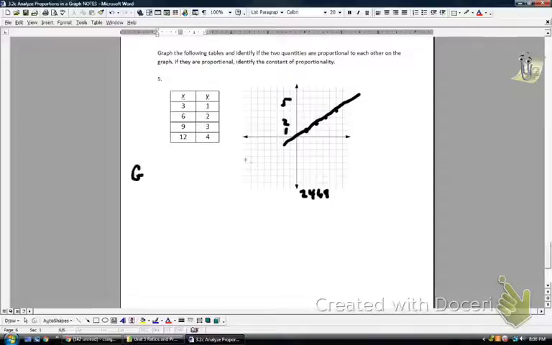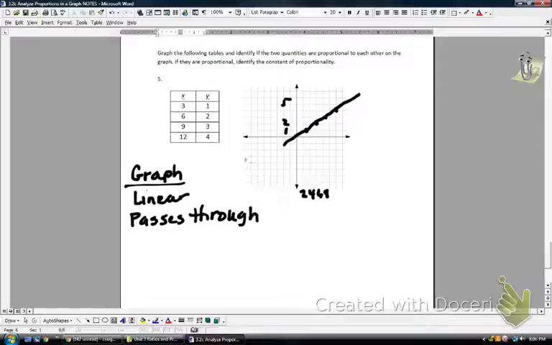So my graph is linear. It's a straight line. And it passes through the origin. So it's proportional. Which means my table also has to be proportional too.